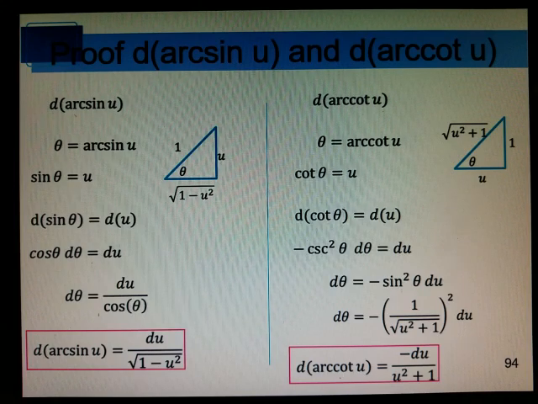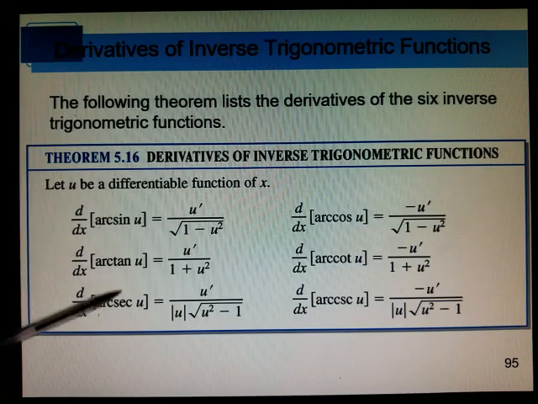Again, like I said, these are on a pink sheet that you will be given on your final exam, but I want you to understand where the rules came from, especially if you're going on to Cal 2. You really need to know where these come from. And so all 6 of these are given to you on your formula sheet.